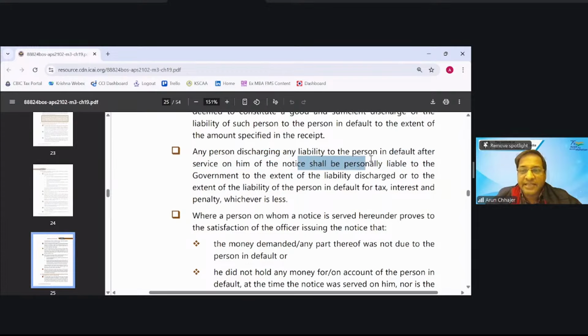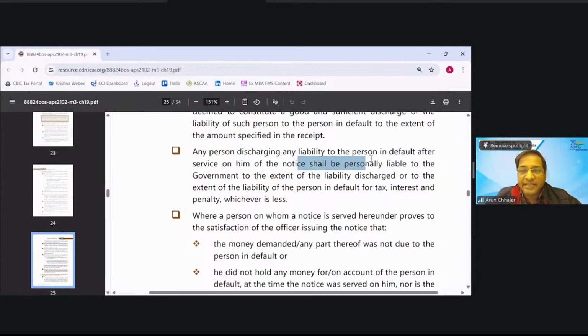In that case, where a person to whom the notice is issued proves to the satisfaction of the officer that the money जो डिमांड की है आपने नोटिस में टेनेंट से was not due at all to XYZ, the person in default, or he did not hold any money on account of the person in default at the time the notice was served on him, nor is the money demanded or any part thereof likely to become due. ना तो आज मेरा ड्यू है, ना फ्यूचर में ड्यू बनने वाला है.